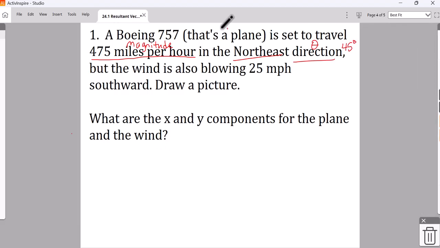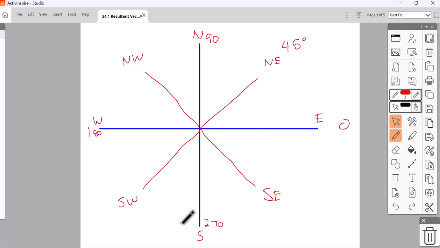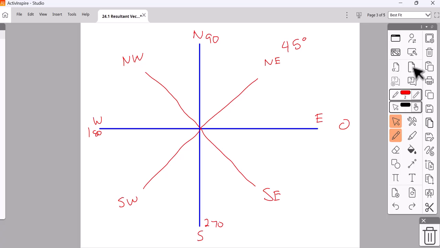So we have plane information, but then we also have wind information. The wind is also blowing 25 miles per hour, so that's going to be the wind's magnitude, and in the southward direction. So the wind is also blowing 25 miles per hour southward, and then we're going to draw a picture. Let's go back. Maybe you can visualize this, but just so that we can see, south is going to be 270 degrees.